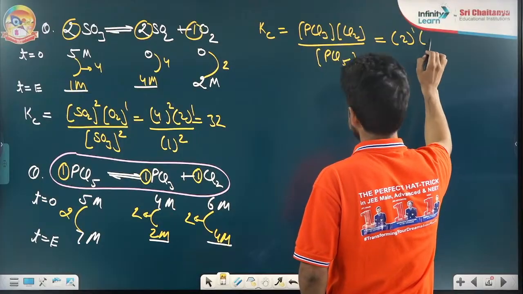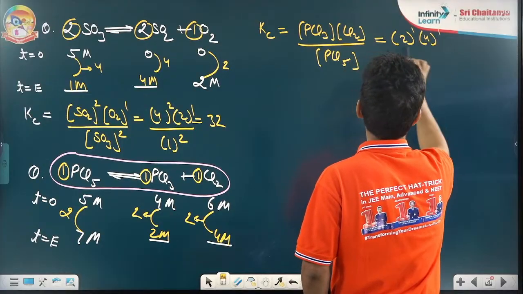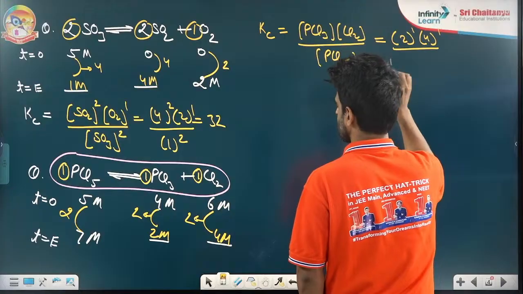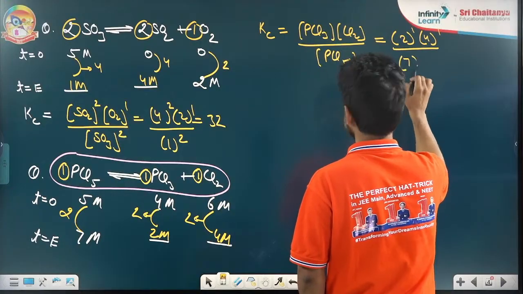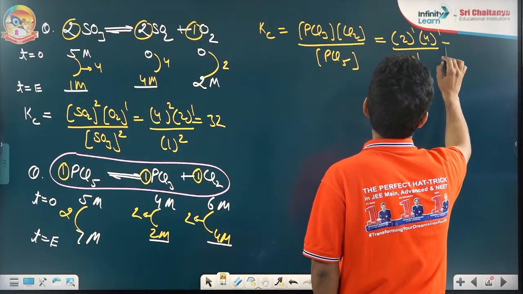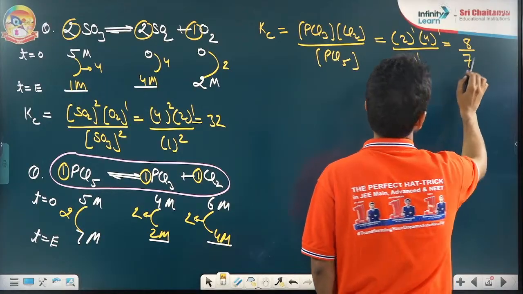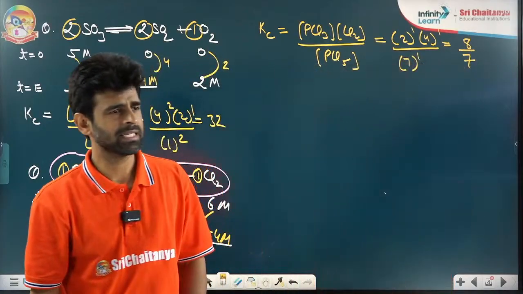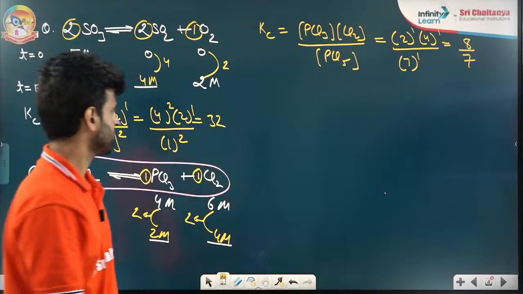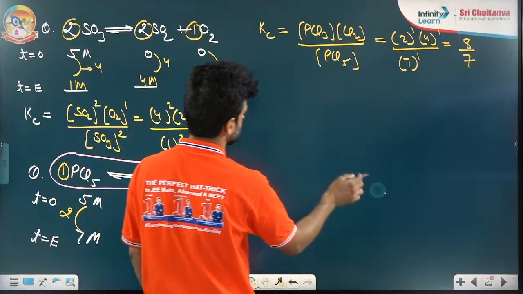This is 2 power 1. This is 4 power 1. And divided by how much? PCl5. PCl5 is how much? 7 power 1, right? So it's coming 8 by 7. Easy? It's coming 8 by 7. So very easy. Clear, bacha? Done? Okay.